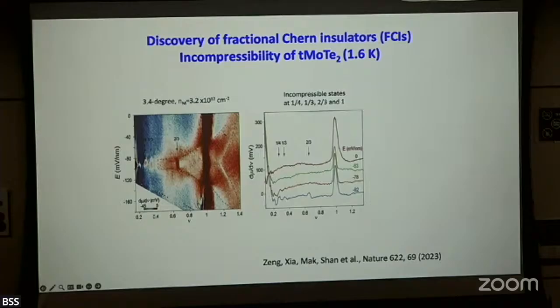Is there any system on which both these optical and more traditional compressibility measurements have been done? I'm just wondering, quantitatively, if so, how do they compare? We may have, but I don't know. The traditional compressibility measurement would just be doing capacitance measurement, for those of you who don't know this. Not for this system, but for other moiré systems we have done, I think they are consistent. Okay. Yeah. Thanks.